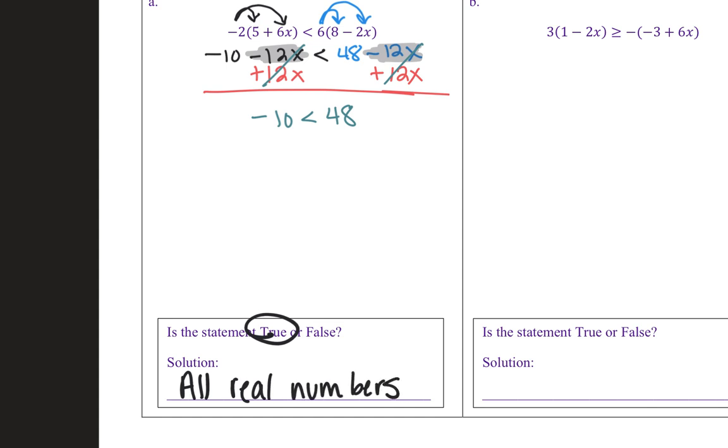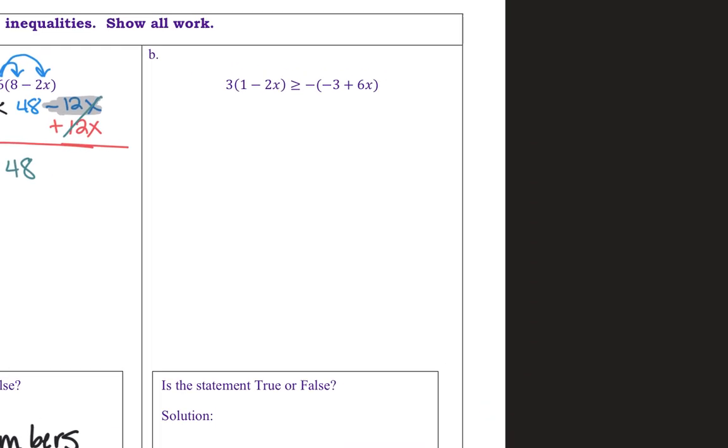All right, so you're only going to have two options. It's going to be all real numbers or no solution. It's only one or the other. But we're solving them the same way. The only time you're going to do this is if you notice there's only numbers, there's no x's. Okay? Let's do the next one.